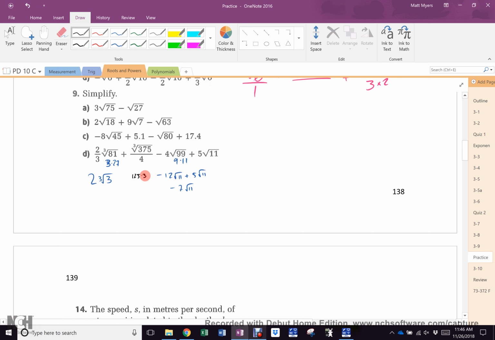What's the cube root of 125? Remember how we memorized the first 10 cube roots? 5. So what comes out? 5. So I've got 5 cube root 3, don't I? Over 4, correct? So now I've got 2 cube root 3 plus 5 cube root 3 over 4 plus root minus 7 root 11. What bothers me there?